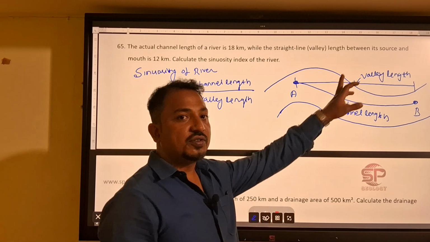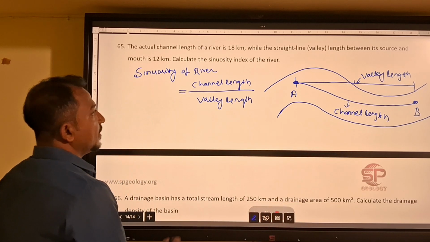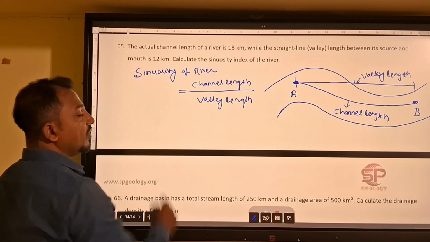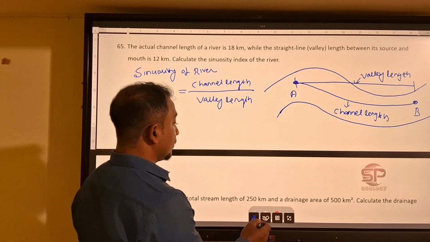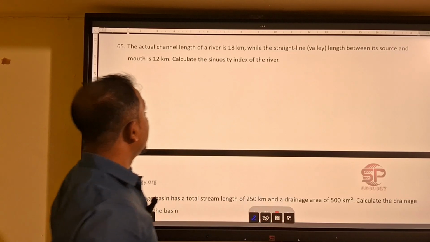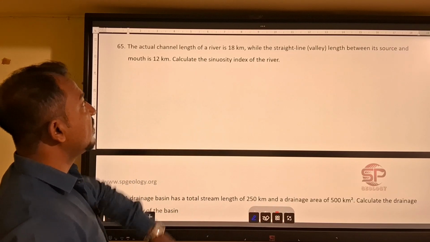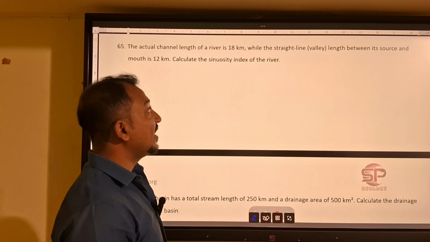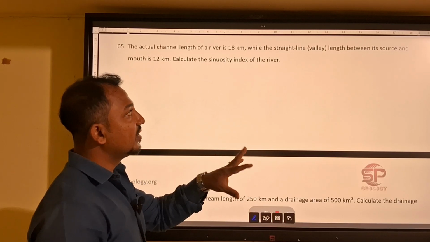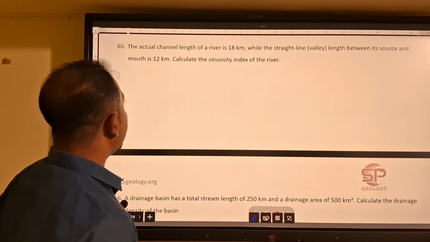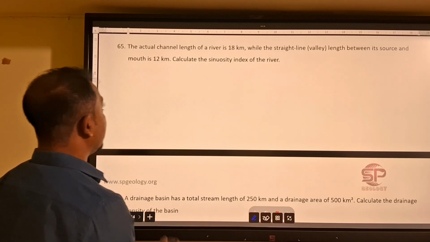So this is your channel length, this is your valley length. So from that you can calculate the sinuosity of the river. So let's solve the first question. The actual length of the channel of the river is given as 18 km, while the straight line or valley length between its source and mouth is 12 km. Calculate the sinuosity of the river.